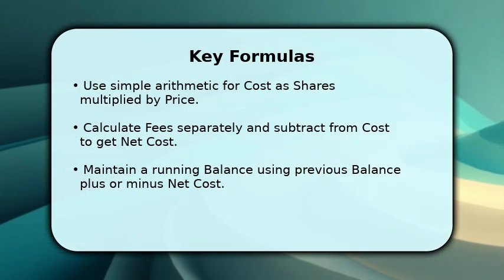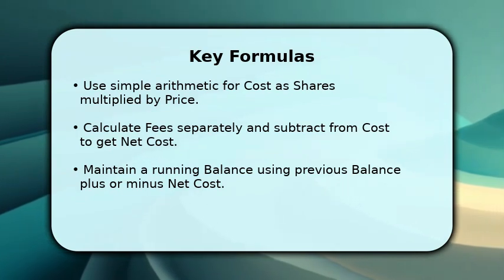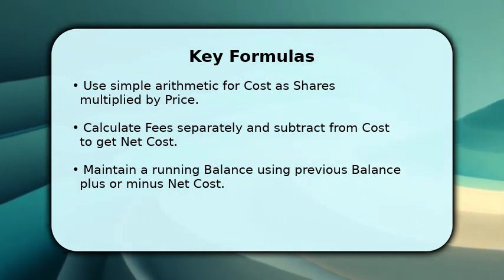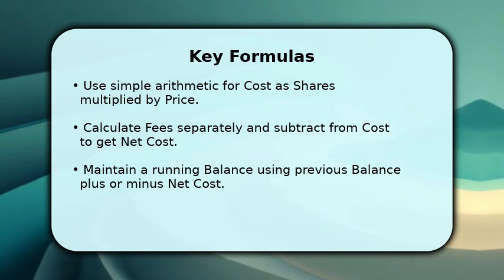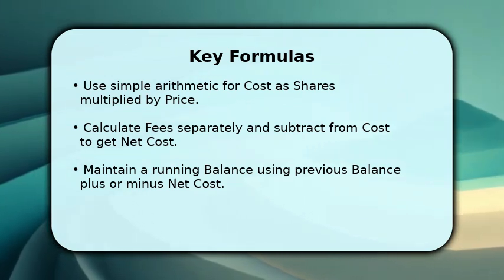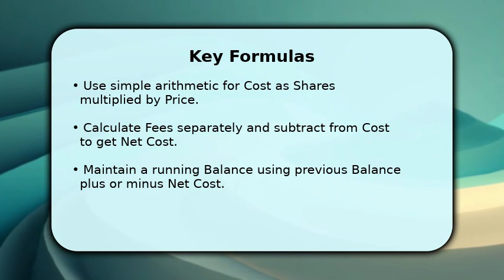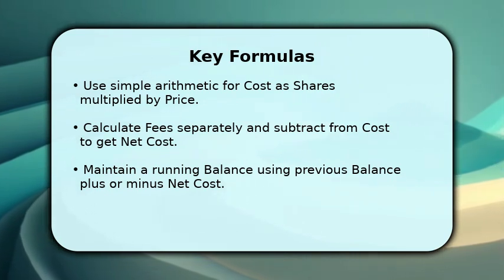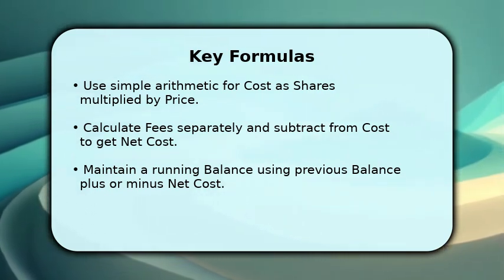Start by calculating cost as shares multiplied by price and include fees separately. Use net cost equals cost minus fees to reflect true outlay per trade. For running balance, use previous balance plus buys and minus sells to keep a continuous tally.